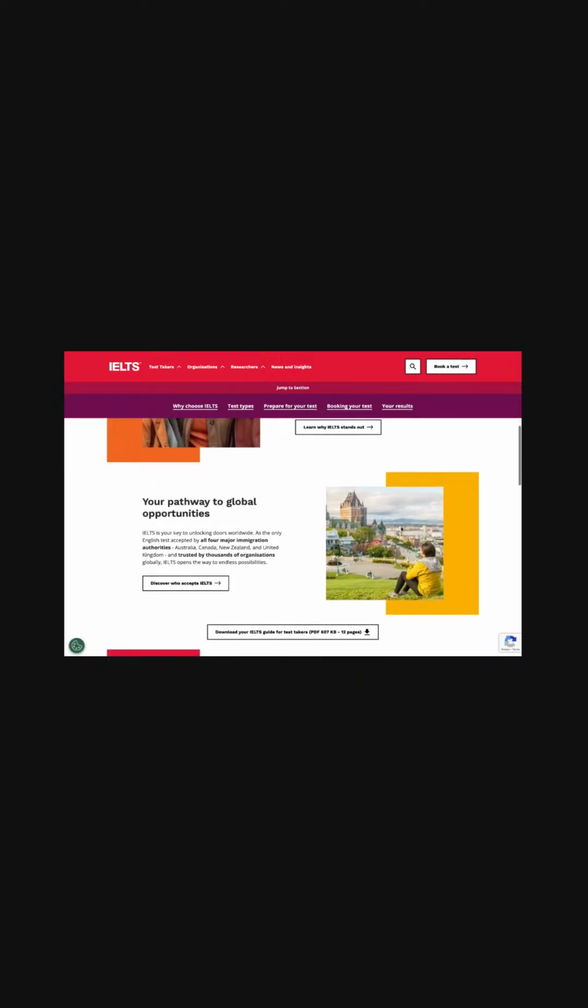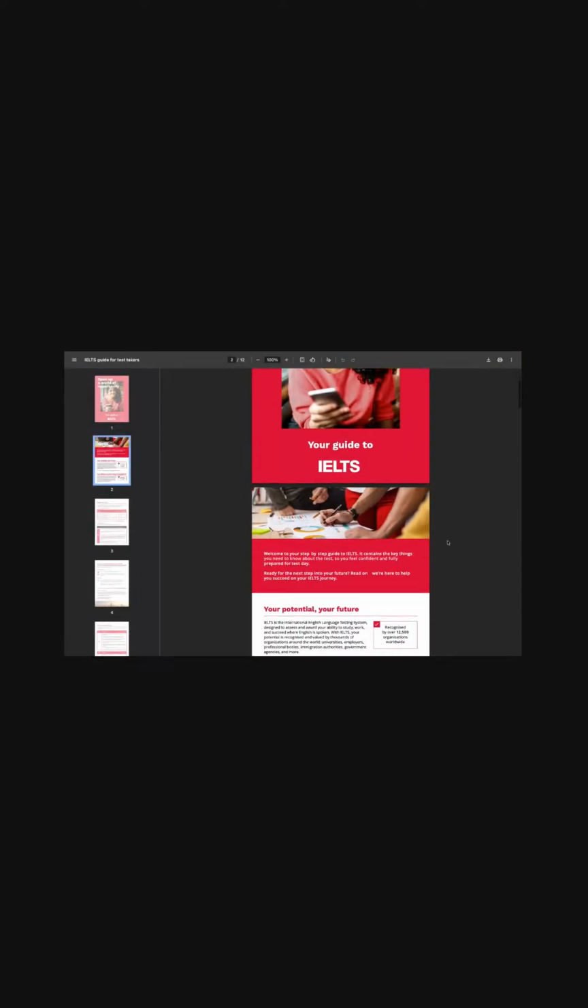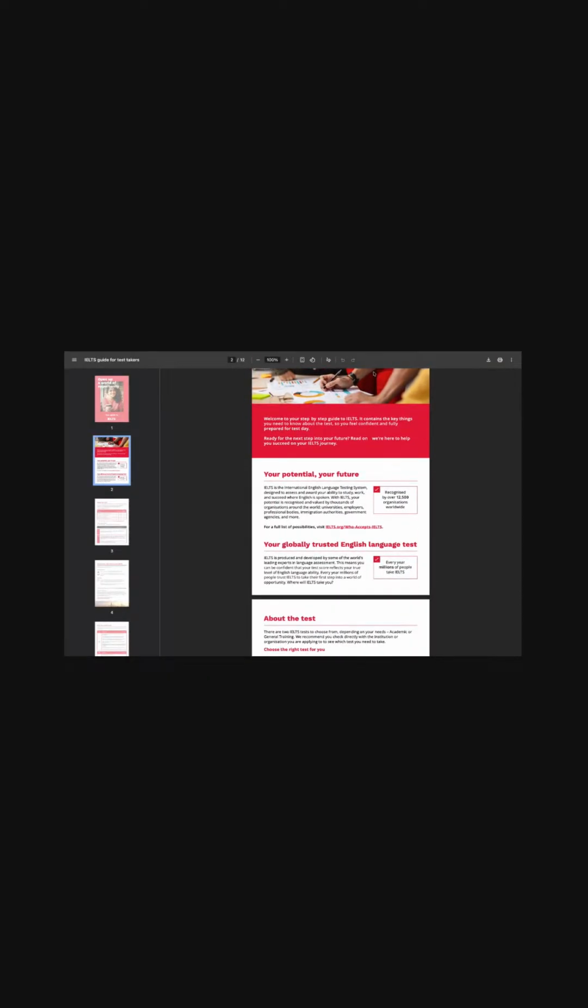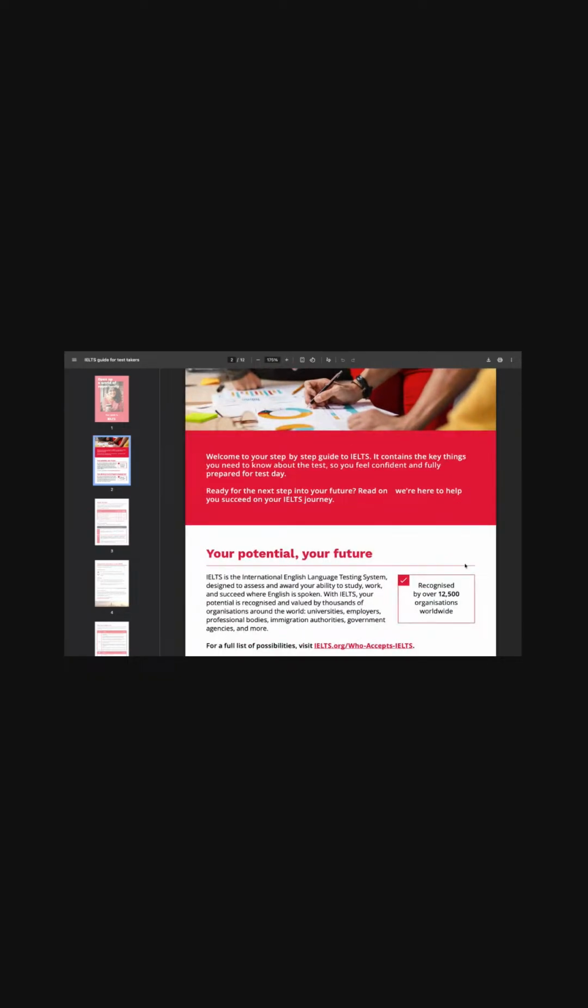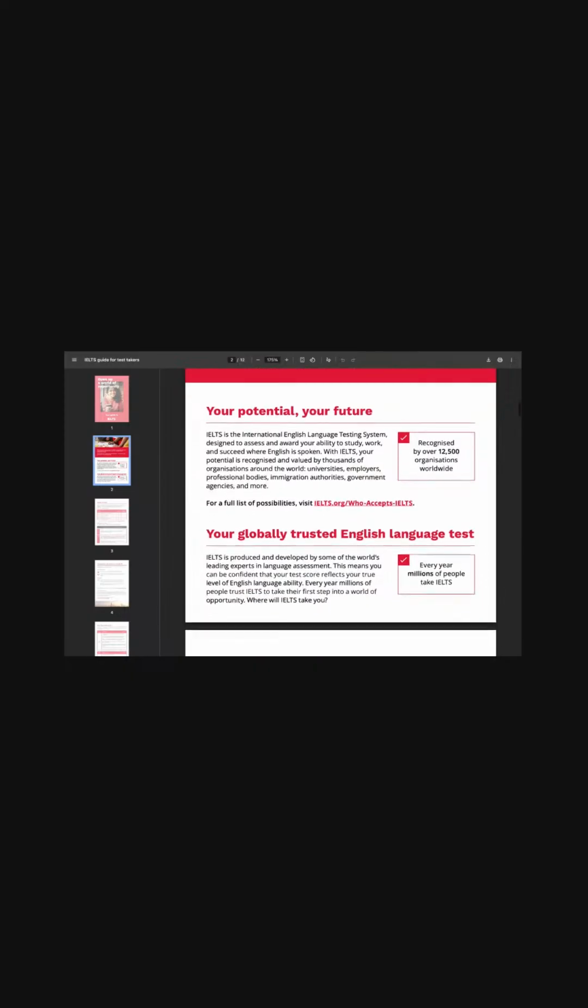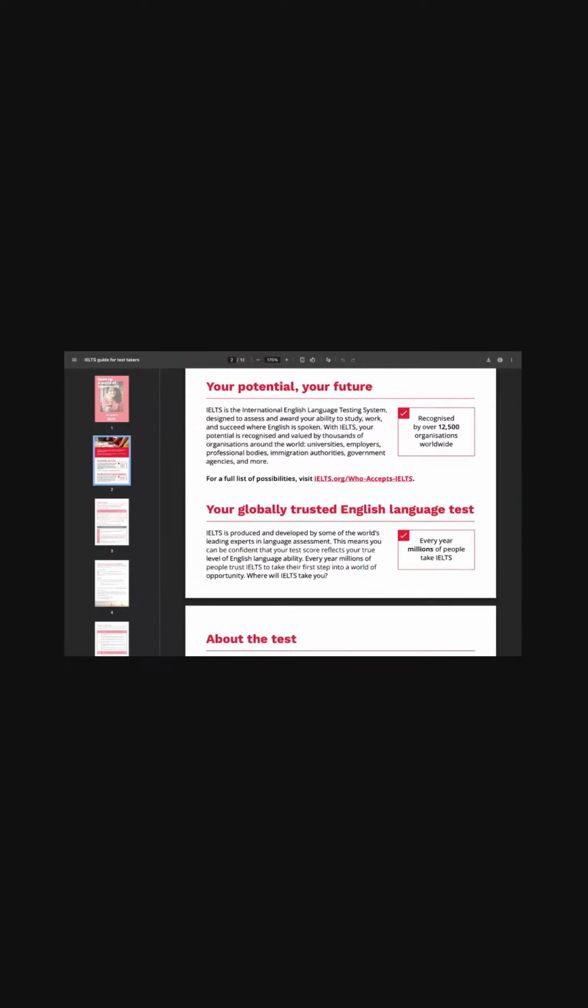Right, yes, so your pathway to global opportunities. Major universities and authorities in Australia, Canada, New Zealand, UK, thousands of organizations globally look for IELTS. They take that test. Okay, so I will just go through this one. So yeah, this is recognized by over 12,500 institutions in the world.